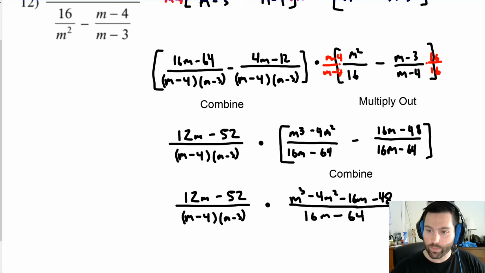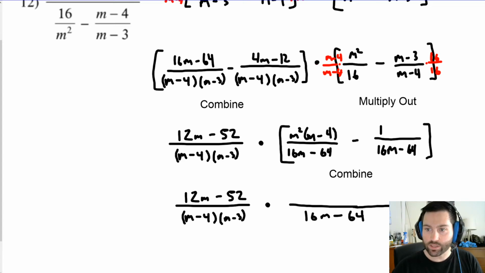Looking back, it might have been better to keep these two expressions on the top and the bottom to be not multiplied out. So I'm actually going to go back and rewrite them as products without actually multiplying them out, just because it'll probably save us some time. We have m squared times m minus 4 minus 16 times m minus 3. So the top here would be m squared times m minus 4, take away 16 times m minus 3.